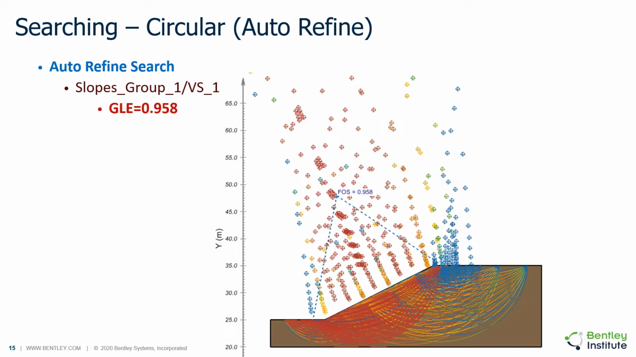If we apply the auto-refine search to our current problem, we see the variety of slip surfaces that are generated, which is slightly different than either the slope search or the grid and radius method. The factor of safety calculated is in a similar location and is close to the previous factor of safety, but is slightly higher.